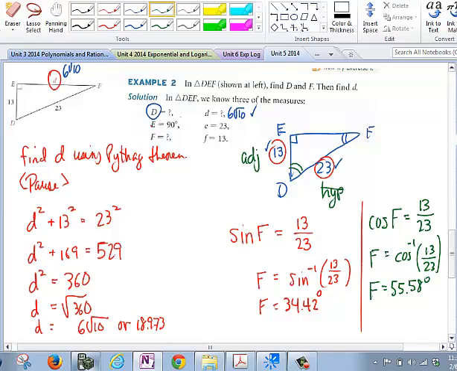Now, if you are going to check your answer, which I suggest you do, you should make sure that our three angles add up to, because it's a triangle, 180 degrees. So we have angle F is 55.58, and I'm sorry, this was angle E, my bad. That was my bad, let me go back and just re-explain.